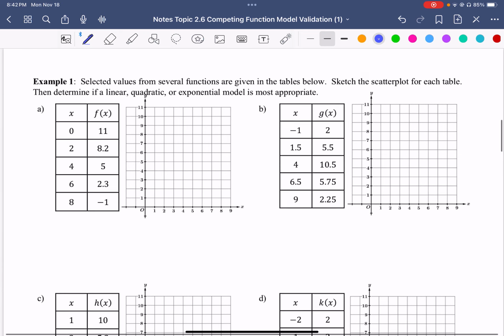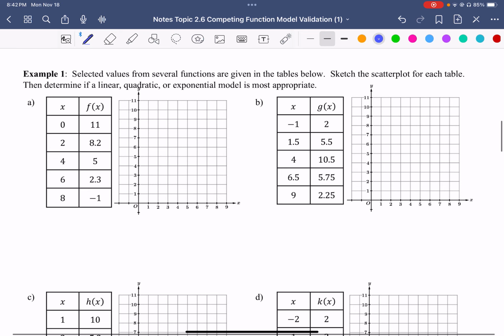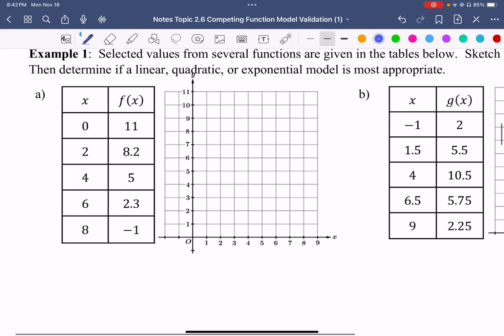Okay, let's move on to example 1. Selected values from several functions are given in the tables below. Sketch the scatter plot for each table and then determine if a linear, quadratic, or exponential model is the most appropriate. So starting with table A, I'm going to plot my points. I have (0, 11), (2, 8.2) would be around here, (4, 5), (6, 2.3), and then (8, -1) would be here. So I'm looking at this and this looks roughly linear.